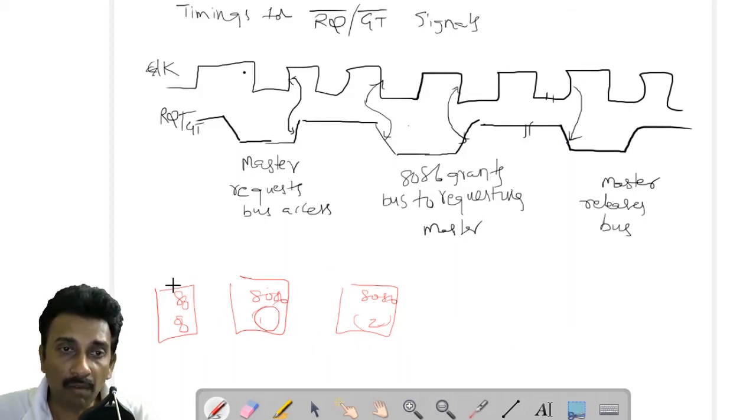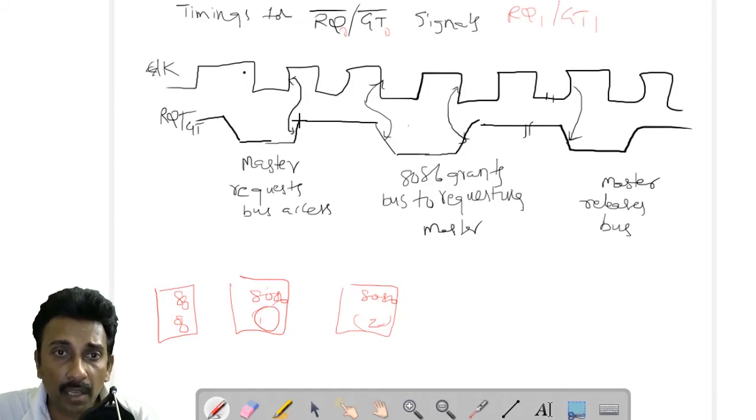So when more than one processor is connected, that is called maximum mode operation, a multiprocessor system. In this multiprocessor system we need request 0 and grant 0 as well as request 1 and grant 1. These are the two pins provided in maximum mode. As usual, the clock is provided here. The request grant is usually sampled at the rising edge of the pulse. So during the rising edge, request and grant are sampled.